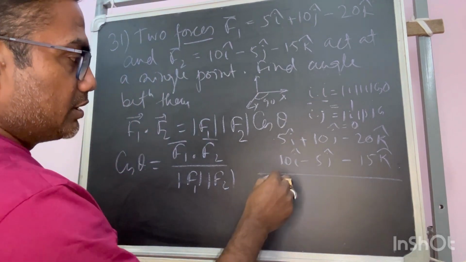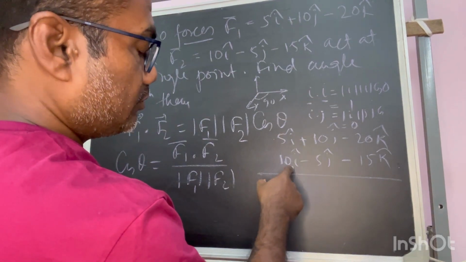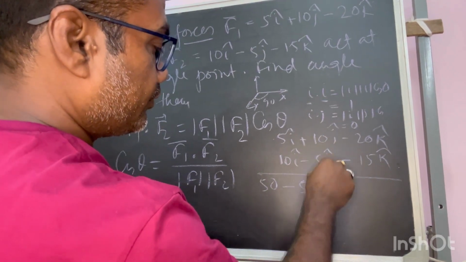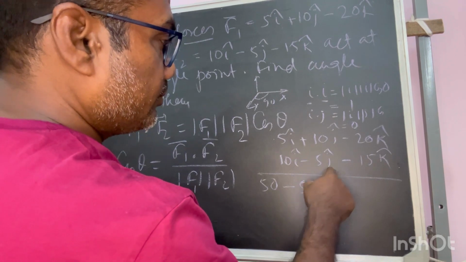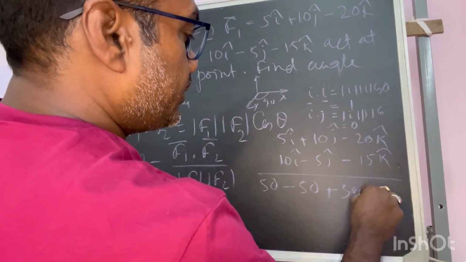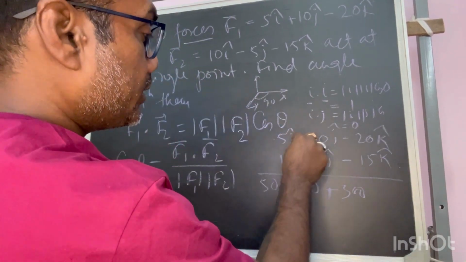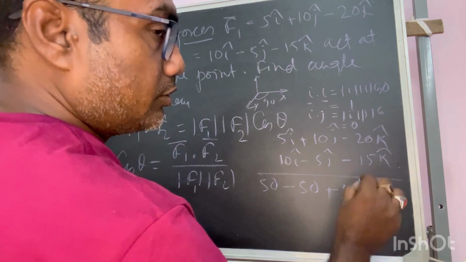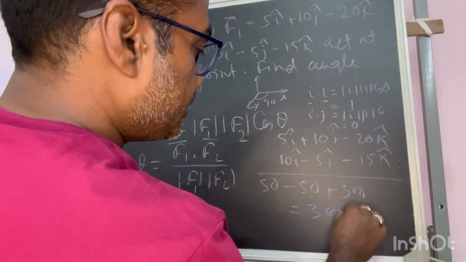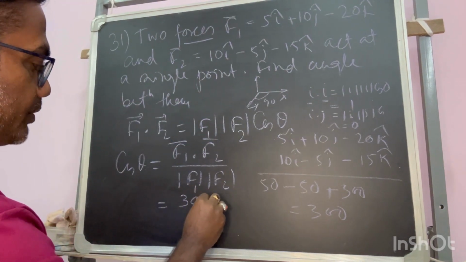So in that case, you can understand this will remain the same. i into i will be 1, this will remain 50. 10 into 5 will be 50, j into j is 1, and 20 into 15, that is equal to 300, that will remain as k into k, that will give you 1. Any other dissimilar products, if you multiply, these all will be 0. So ultimately this will give you 300.